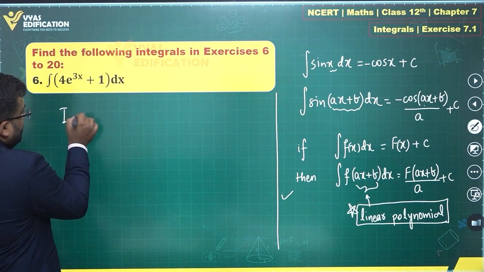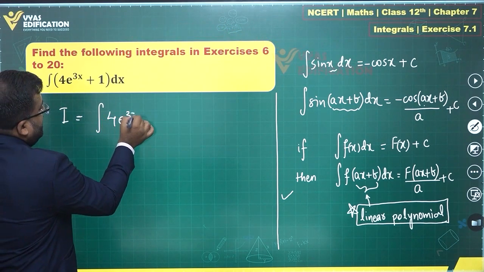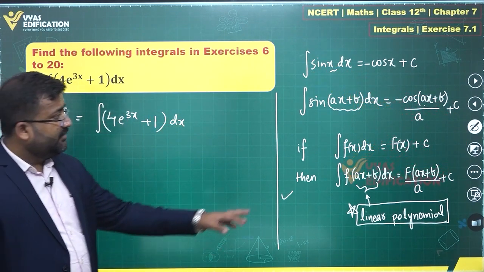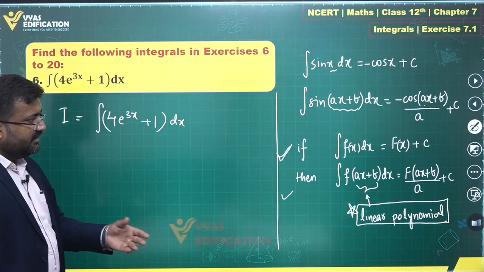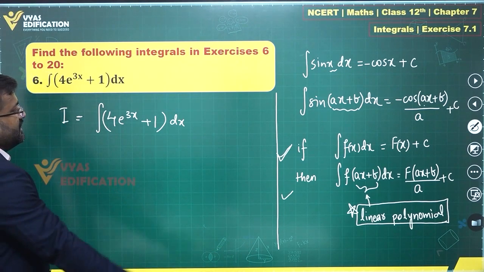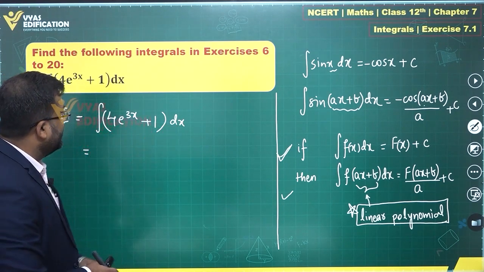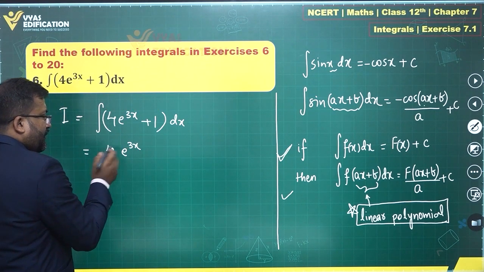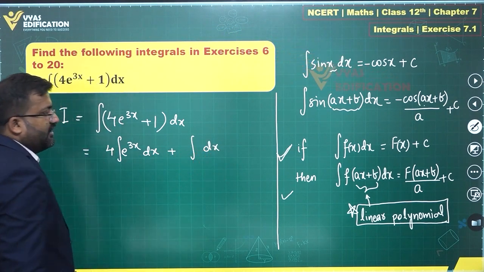So integral I is equal to integral of 4 e power 3x plus 1 dx. By the way, this particular result can be included in the initial fundamental theorems, and you can write that down properly and memorize this. Use it after that. For solving this, what do I need to do? I can split this into two separate integrals. This becomes 4 times integral of e power 3x, the 4 will go outside, plus integral of 1 dx, which is integral of dx.